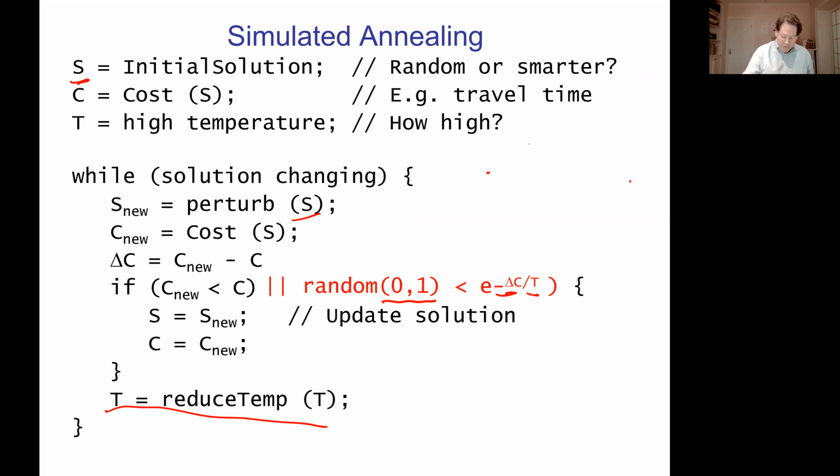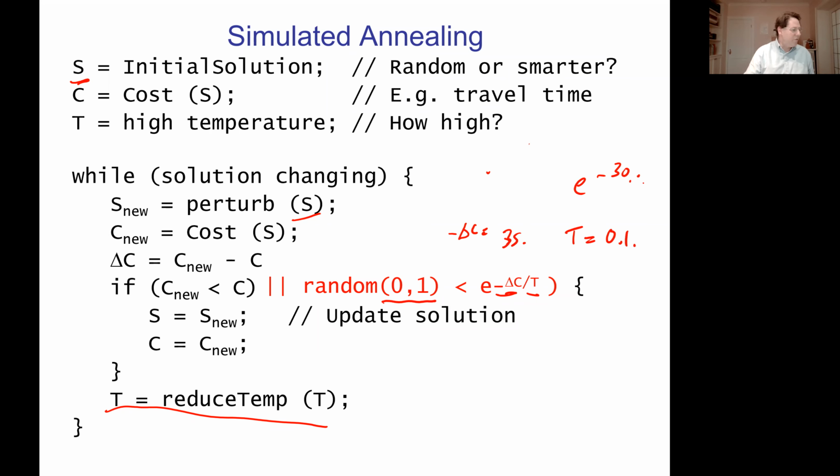Okay, now what does that mean? So if the change in cost was, let's say, negative delta c is 3 seconds, that means that the travel time got 3 seconds worse. If my temperature, if t equals 0.1, the probability of accepting this is basically e to the negative 30. I need to get a number that is between 0 and 1 that is smaller than e to the negative 30.